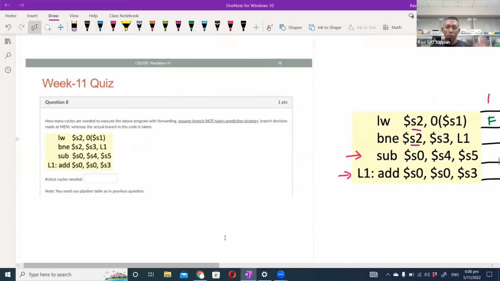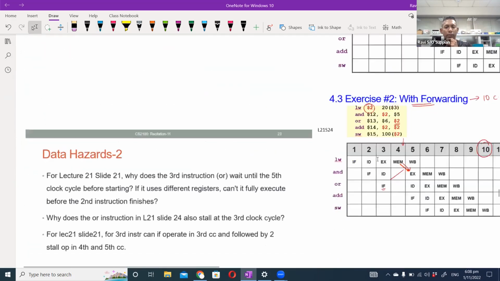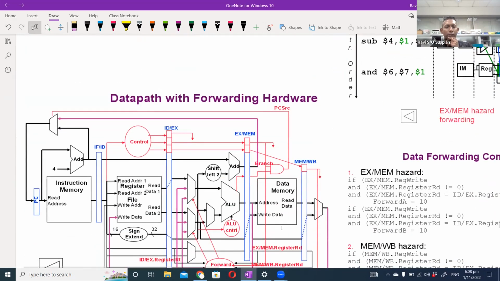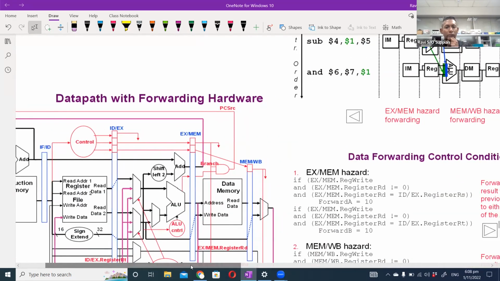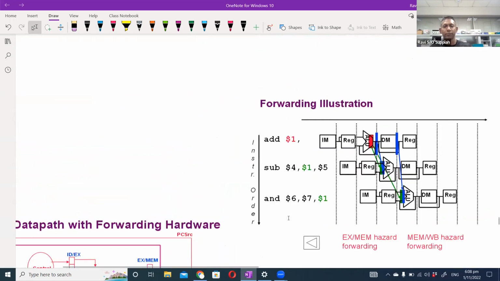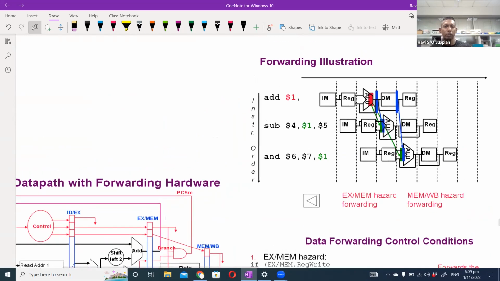All right, now let me go through. Before I go through the Slido questions, let me jump to one of the extra slides to give you the idea of what forwarding is all about. This is from 2100 back in 2016 when I taught it. We used to go into all this detailed hardware implementation, but I think we have taken it out already. Though it is not covered, I just want to show you so that you have an idea of what forwarding is.